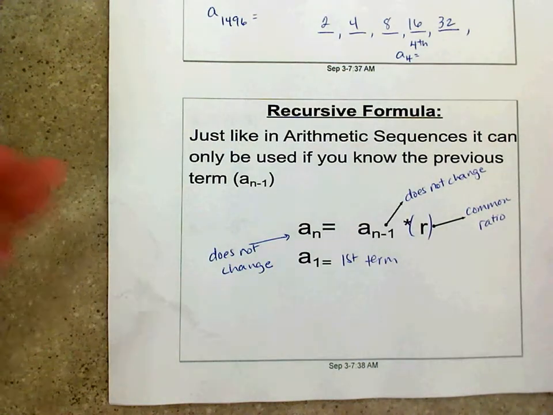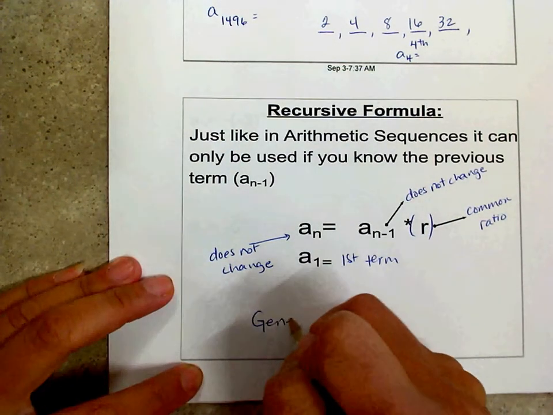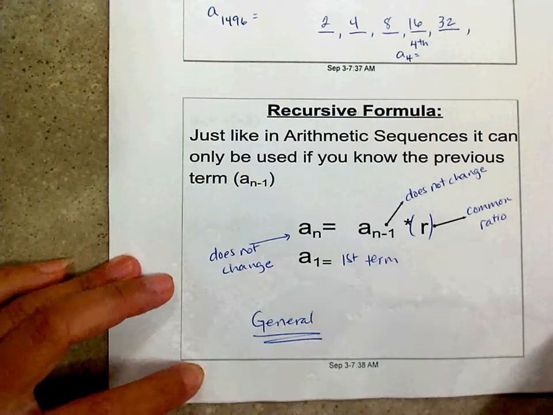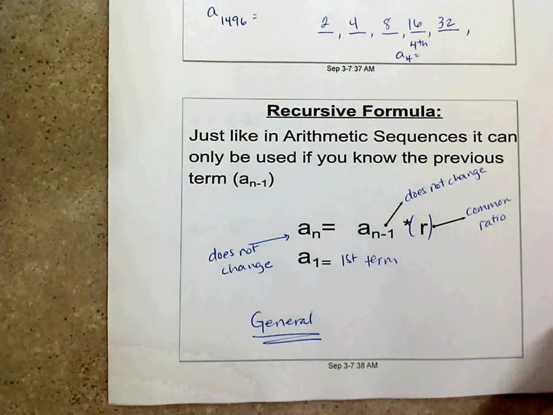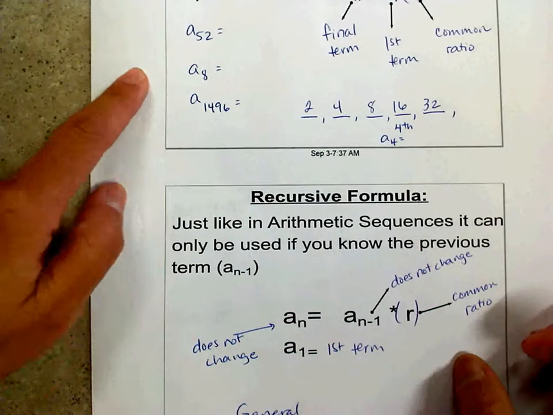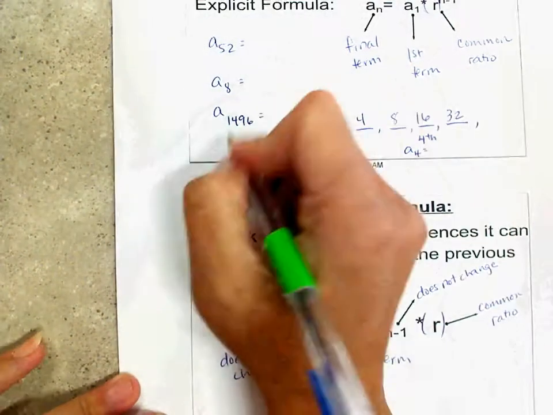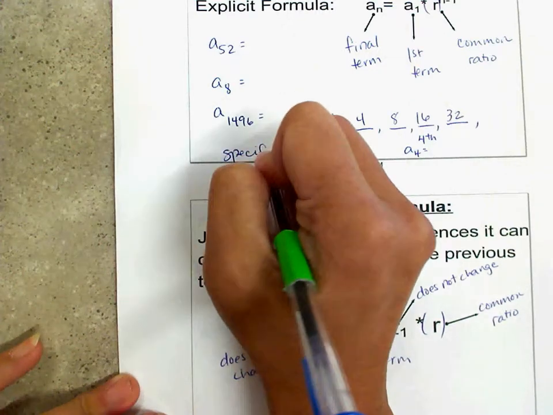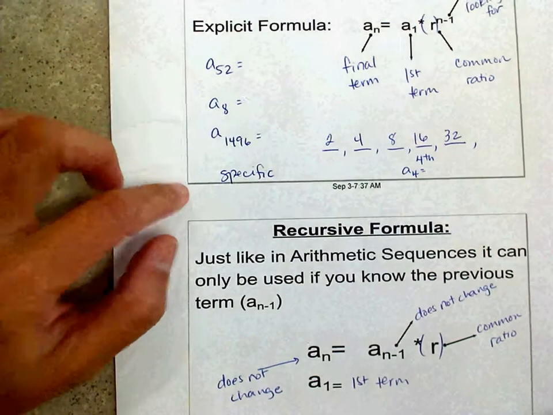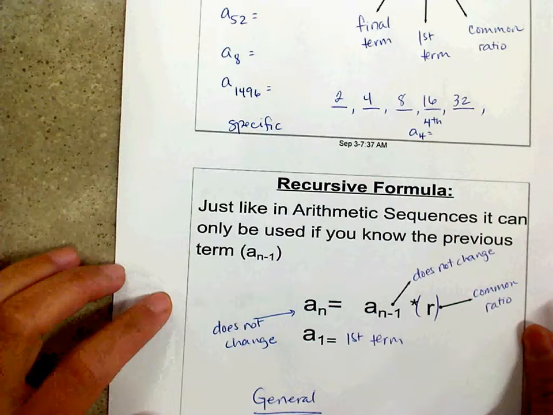It's very general. You're not going to use it to try to find anything. You might rewrite it in this form so that you can use it to find a specific term. Your explicit is very specific. Recursive is not.